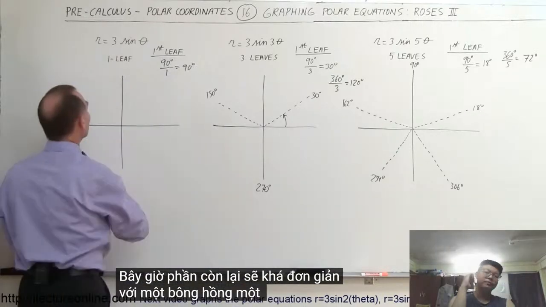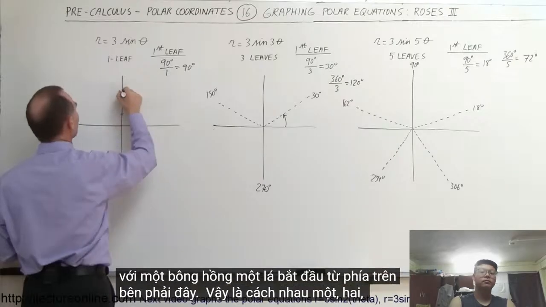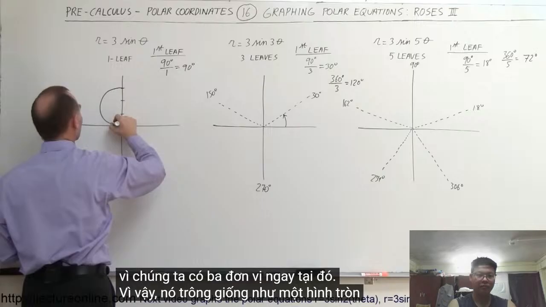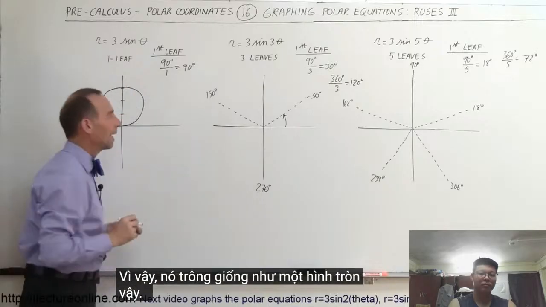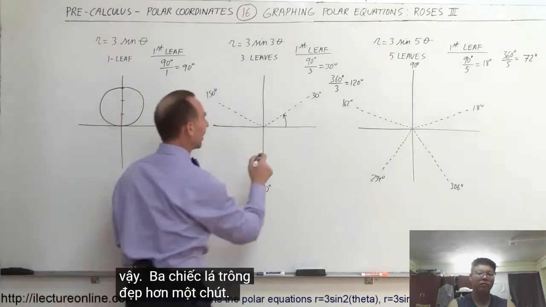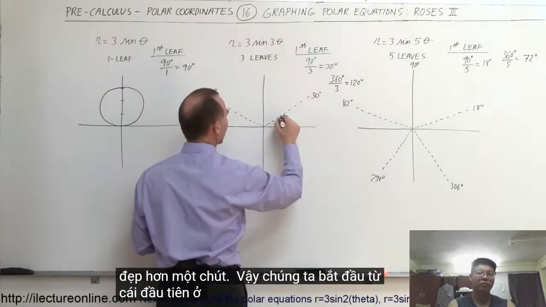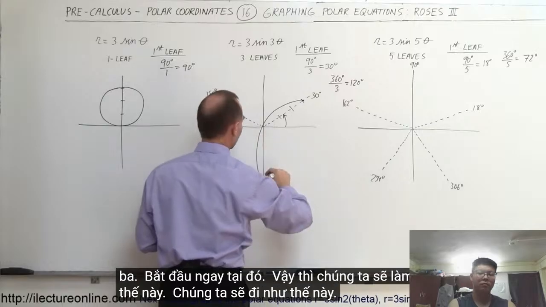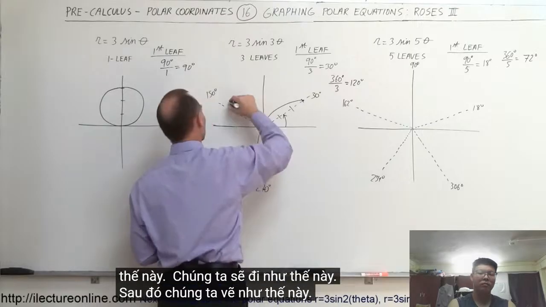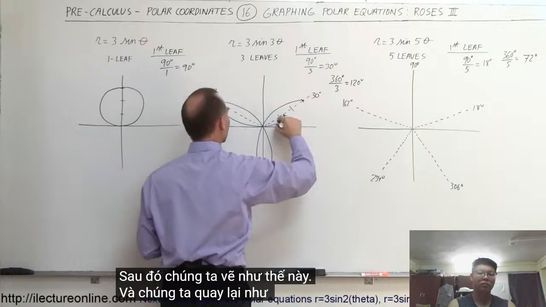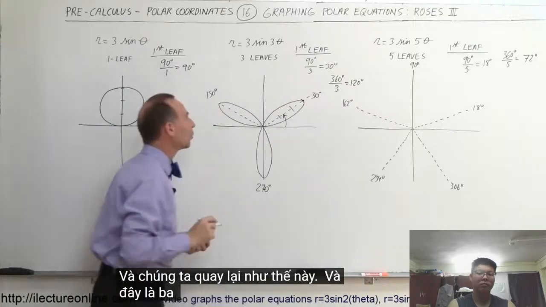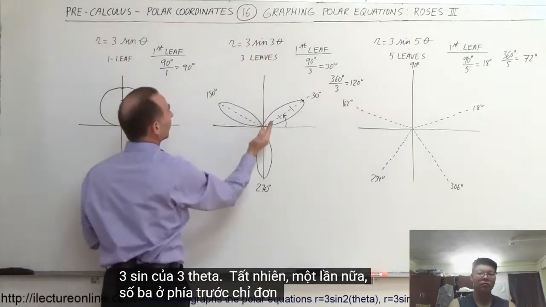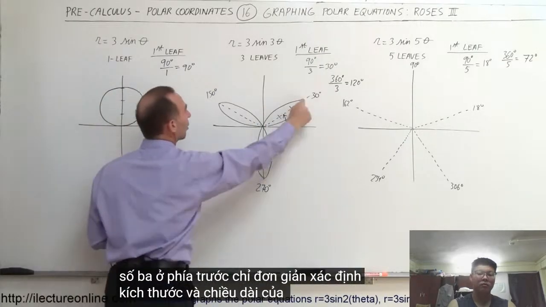With the 1-leaf rose, starting at the top right here, so 1, 2, 3 units away, because we have 3 right there. So this would simply look like a circle, just like that. The 3-leaf is a little nicer like that. So we start at the first one over here. So 1, 2, 3, start right there. So we go like this, we go like this, then we drop like this, and we come back around like this. And there's your 3-leaf rose for r equals 3 sine of 3 theta. Of course, again, the number 3 in front simply determines how big each leaf is, how long each leaf is.